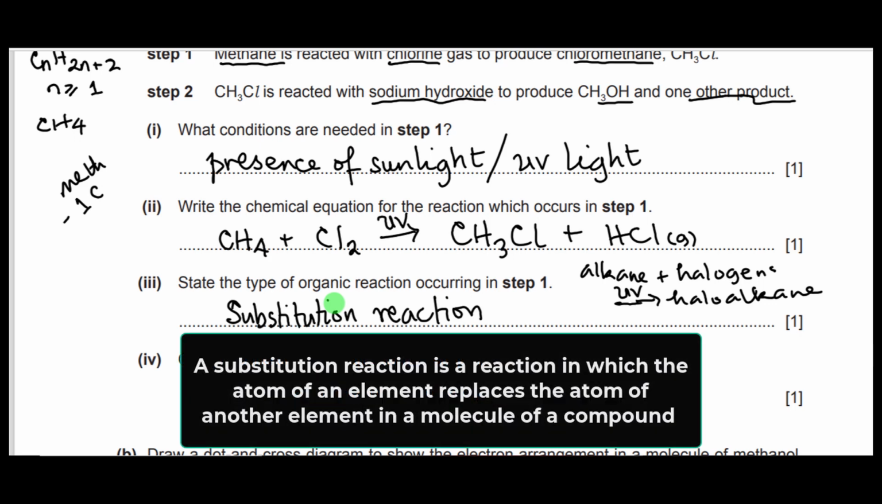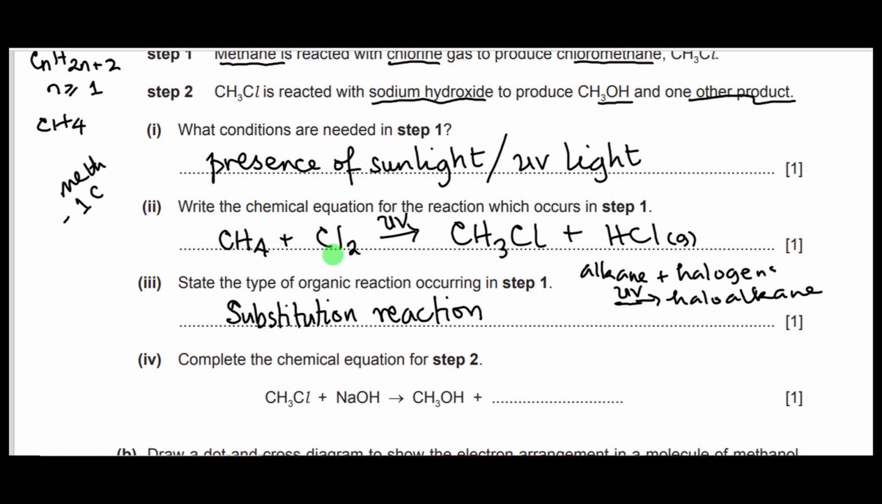In a substitution reaction, an atom or element replaces the atom of another element from a compound. As you can see here, a chlorine atom replaces a hydrogen atom from the methane. That hydrogen atom replaced by the chlorine atom then combines with the second chlorine atom to form hydrogen chloride gas. Now this is not a displacement reaction. No, it's not a displacement reaction, it's a substitution reaction, because chlorine replaces hydrogen in the compound.